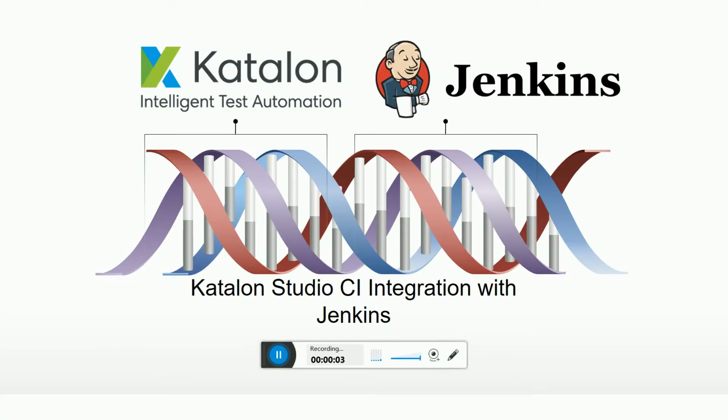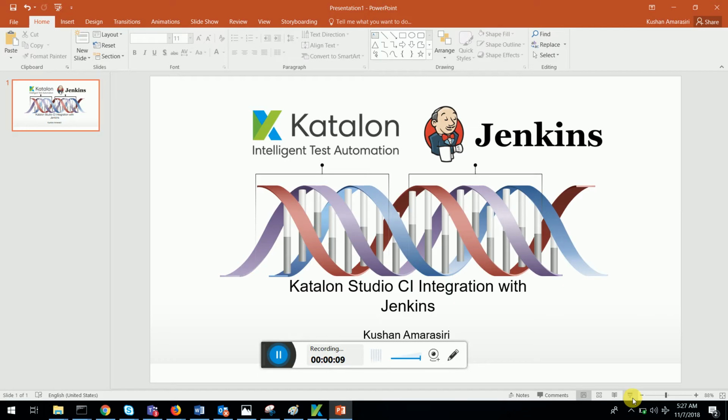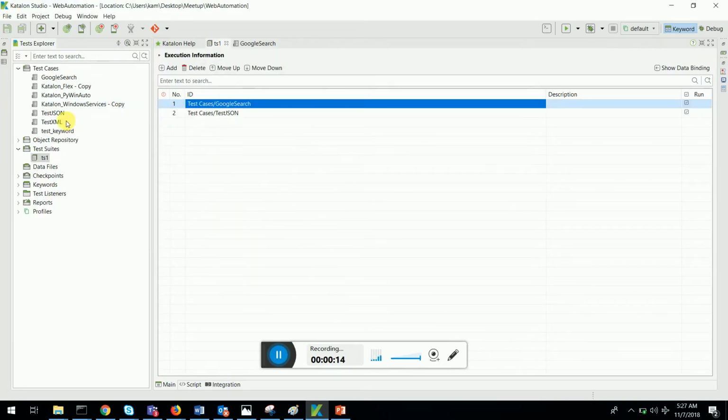In this video session, I'm going to show you how to integrate Katalon Studio with Jenkins, the CI/CD pipeline. So let's go to Katalon Studio. First of all, we had to script some test cases through Katalon Studio.